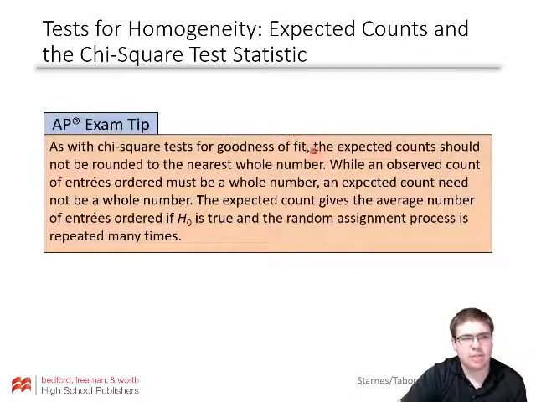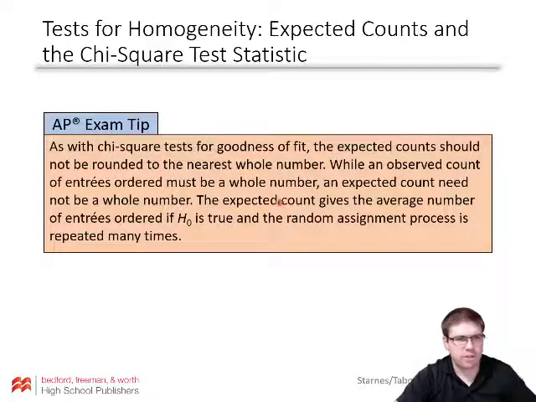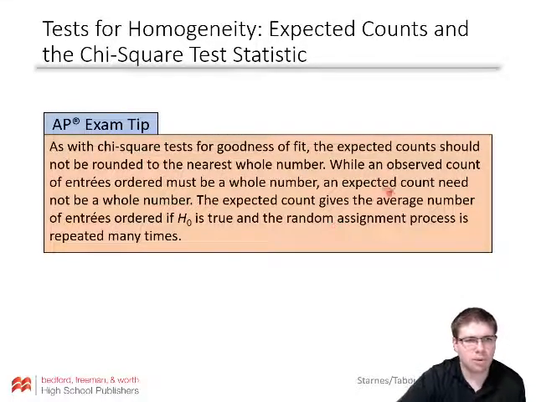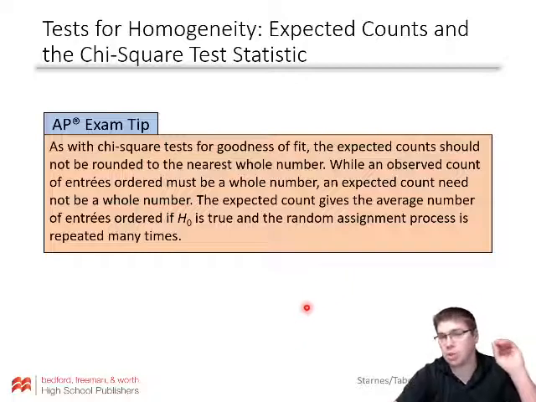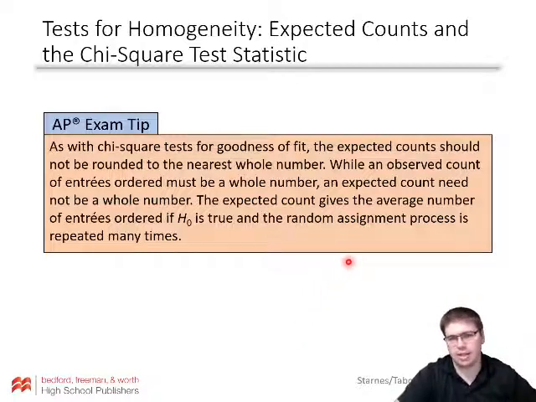As with chi-square tests of goodness of fit, the expected counts should not be rounded to their nearest whole number. While an observed count of entrees ordered must be a whole number, an expected count need not be a whole number. The expected count gives the average number of entrees ordered if the null hypothesis is true and the random assignment process is repeated many times. So that's what we mean by expected. It's not what should have occurred. It's just what, long-term, on average, we would get.